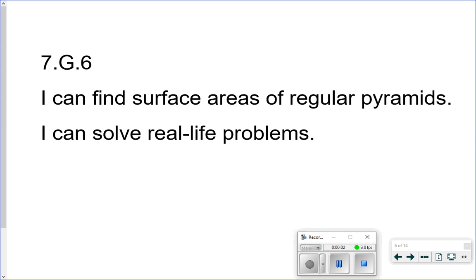Today we're doing 9.2, surface area of pyramids. Our I can statement for today: I can find surface area of regular pyramids and I can solve real life problems.